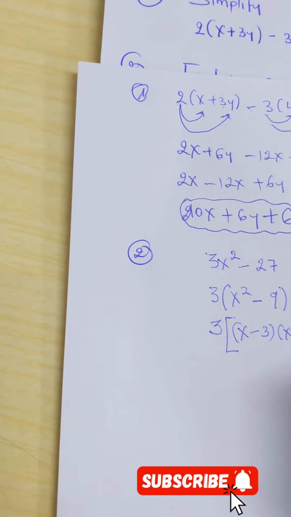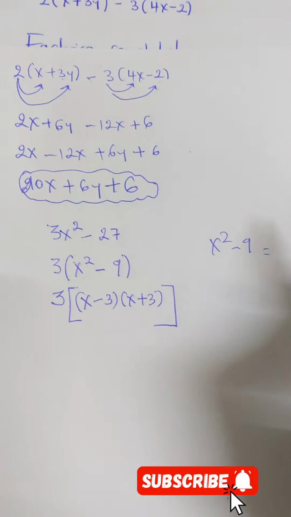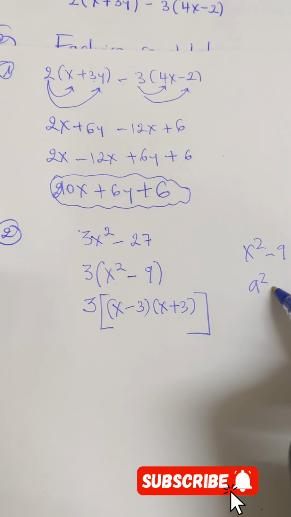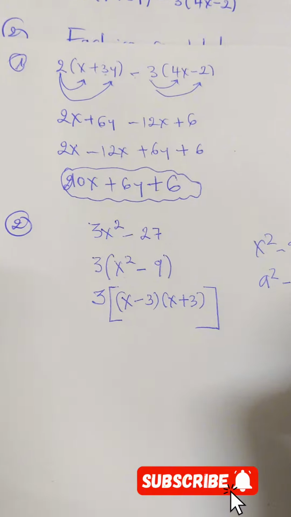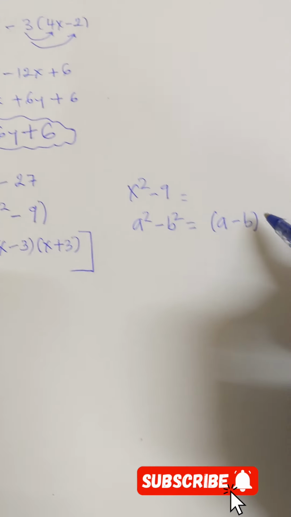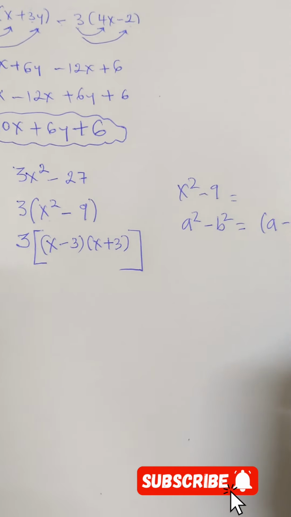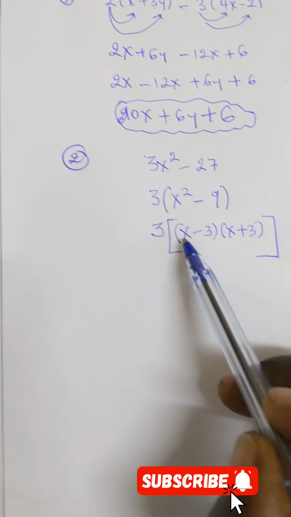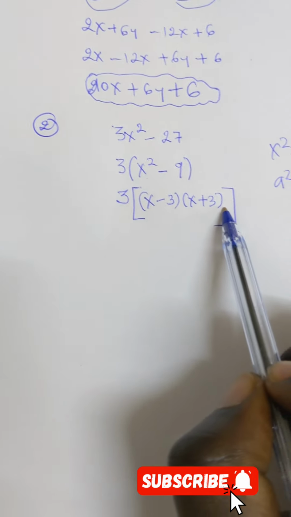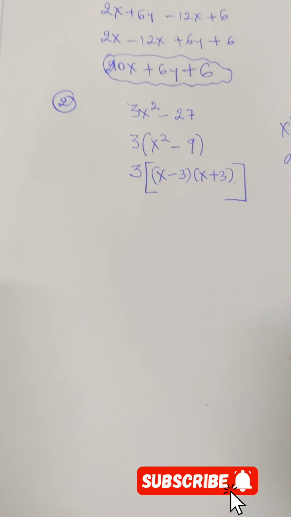Because here we have x squared minus 9, we have a formula which says that a squared minus b squared is equal to (a - b)(a + b). That's why I said that here we have (x - 3)(x + 3). That is question number 2.